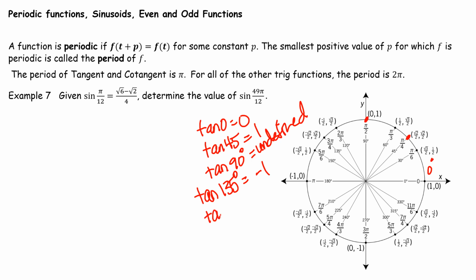Tangent 180 is 0. So tangent and cotangent repeat more quickly than sine and cosine. The period for them is just 180 degrees or pi radians. They do all their stuff in that amount of distance on the x-axis.